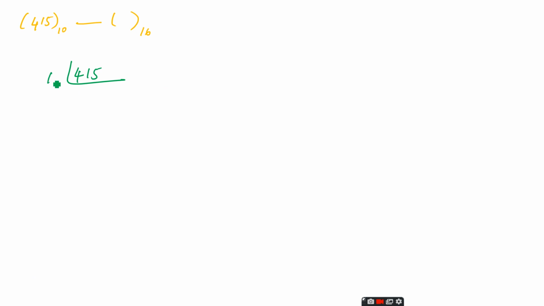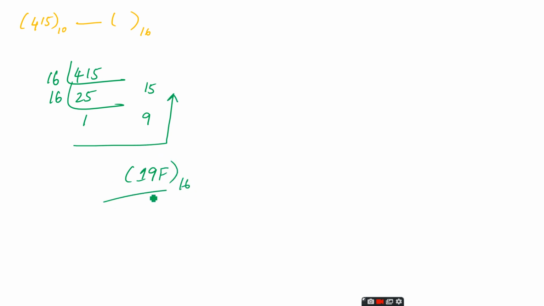Now the next question is 415. We are dividing it by 16. The quotient is 25 and the remainder is 15. Again we will divide 25 by 16. Then the quotient is 1 and the remainder is 9. Now it is not possible to divide 1 by 16, so we'll stop right here and we'll write the answer from bottom to top. So we'll write 1, 9, and 15 is represented as F. So we'll write that, base 16. This is the answer.